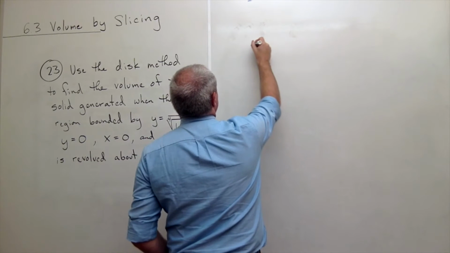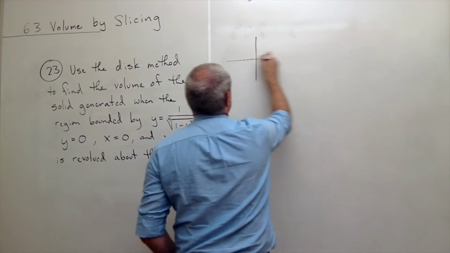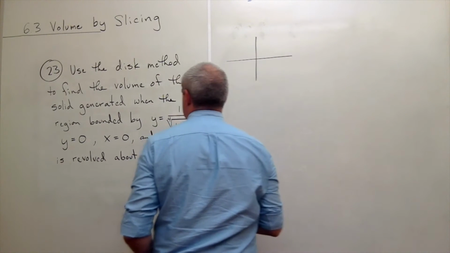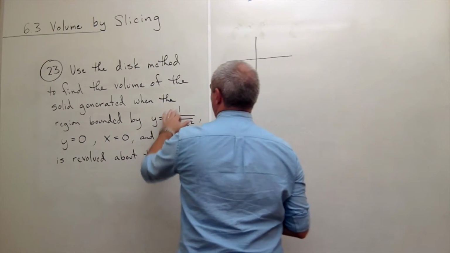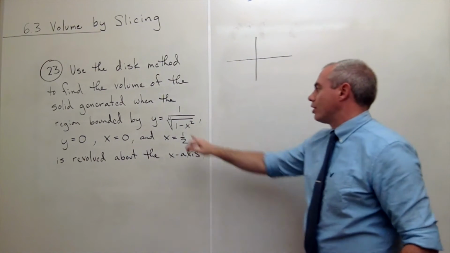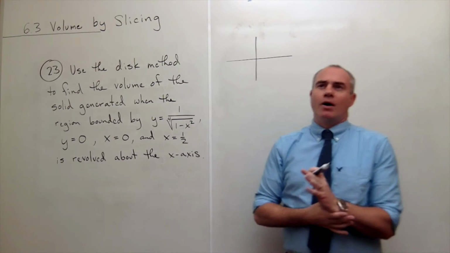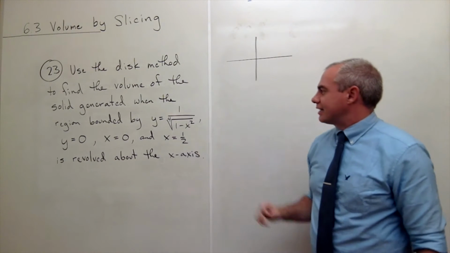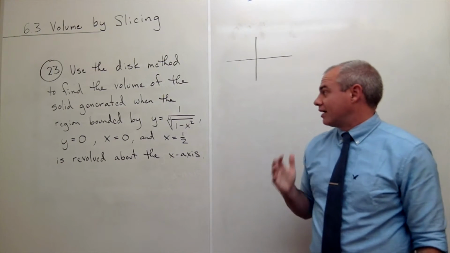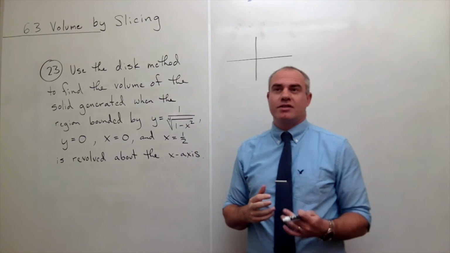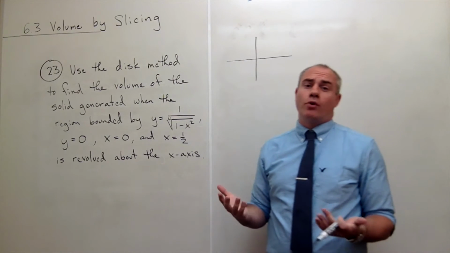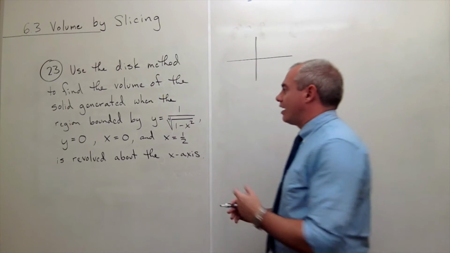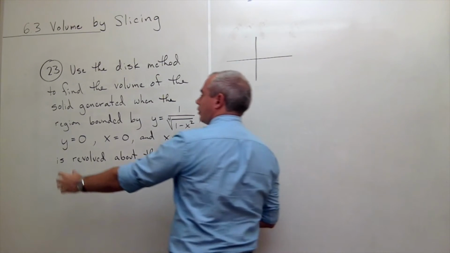So, here's my xy axis. I've got this y equals 1 over the fourth root of 1 minus x squared. Now, when you get functions like this and you're not exactly sure what it looks like, it's okay to plot a few points. It's not such a bad thing. But let's come back to that. Let's look at that last.